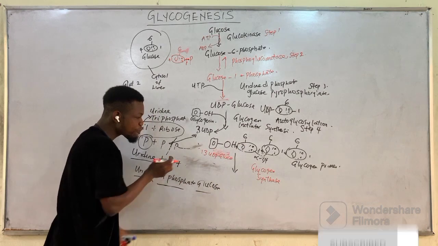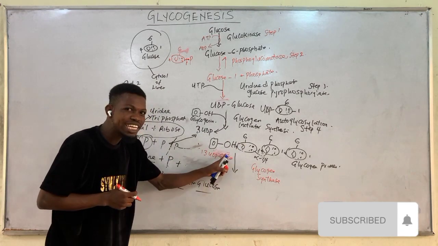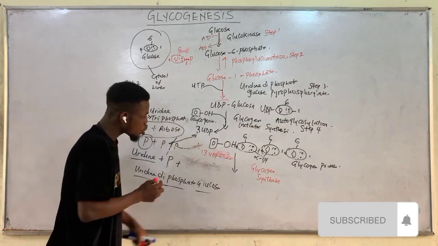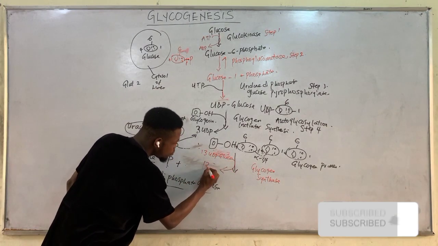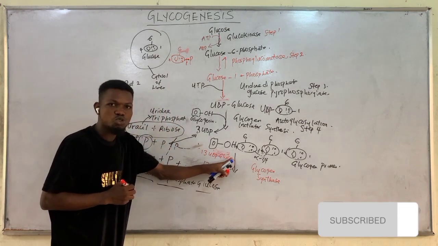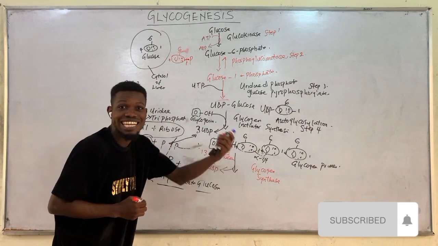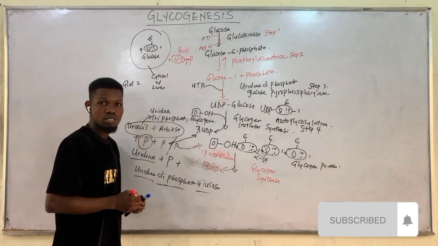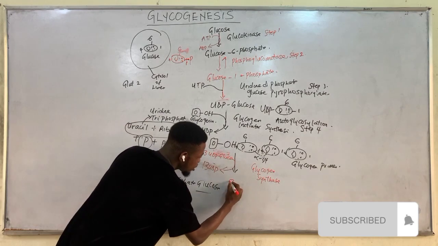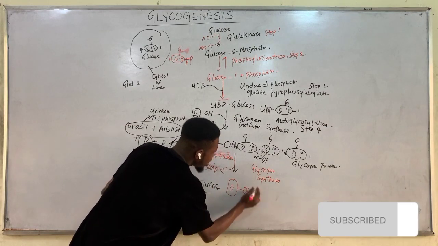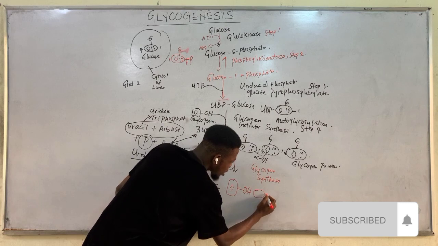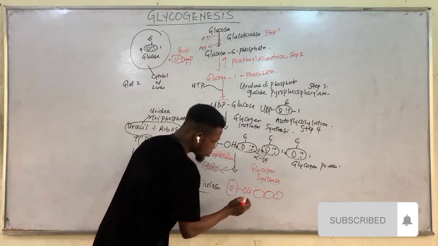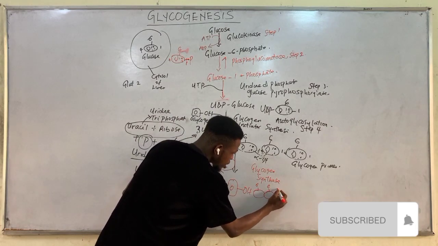If you don't forget, glycogenin does not like UDP, but it likes glucose. So what will happen? 13 UDP will be released. But how many glucose will be added to this glycogen primer? 13 glucose. So what we have is like this. This is my glycogenin. Then how many glucose is there? 14 glucose, 1, 2, 3. Don't forget that they are connected by what? Alpha-1-4-glycosidic bond. This is carbon 6.